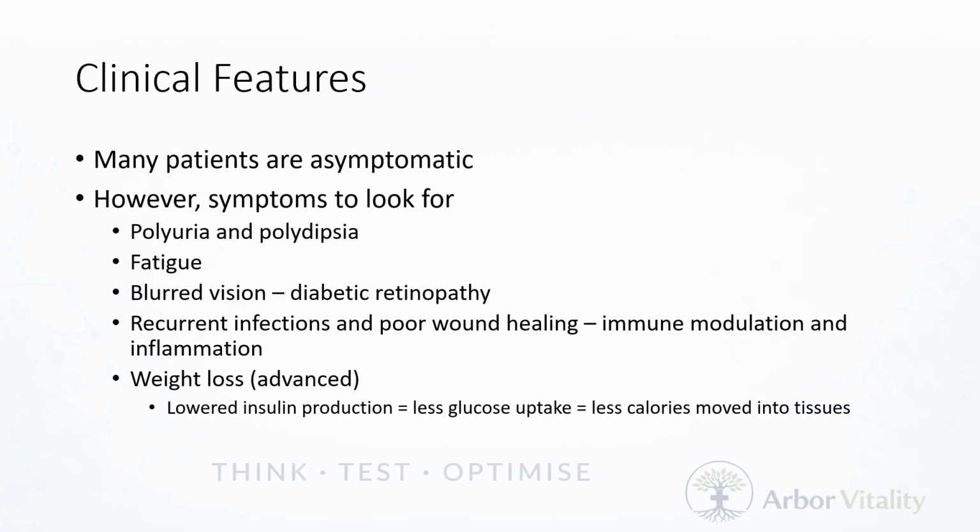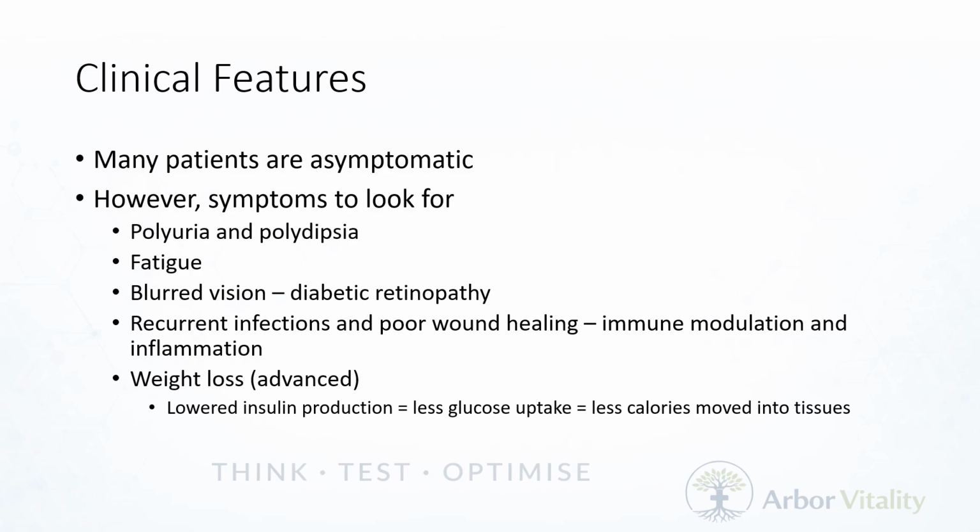So what are our things to look out for? Many patients are actually asymptomatic. However, symptoms that they can present with are typically polyuria and polydipsia, i.e. someone feels thirsty all the time, peeing a lot, if they feel chronically fatigued, if they have blurred vision, especially new onset, can be a sign of diabetic retinopathy. They recurrently get infections and poor wound healing.